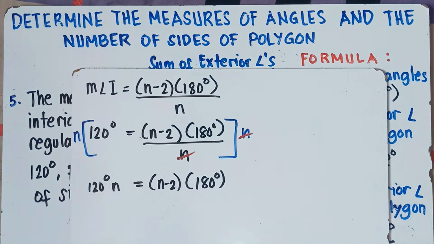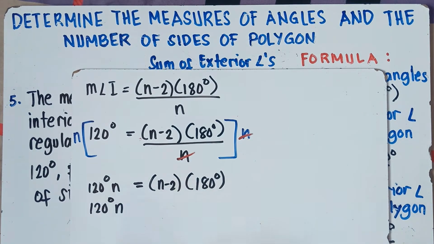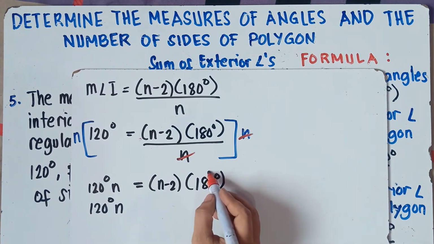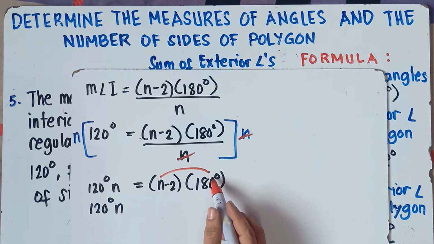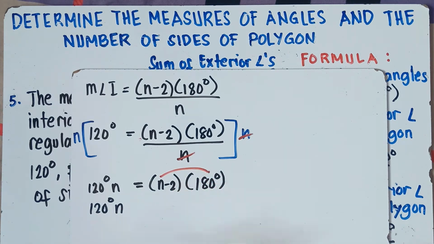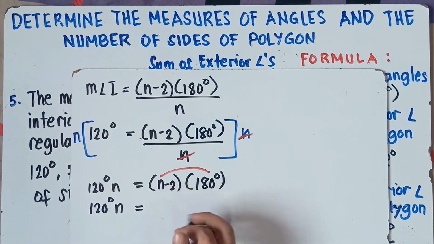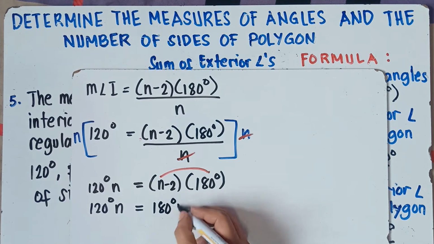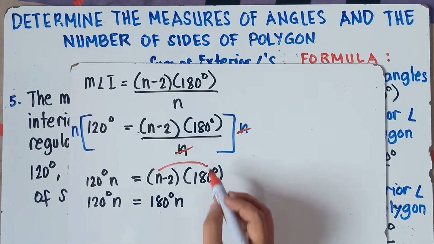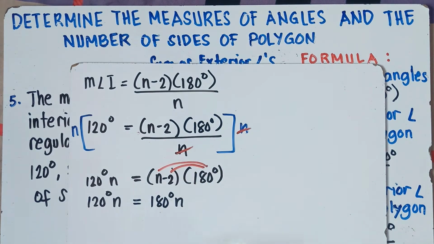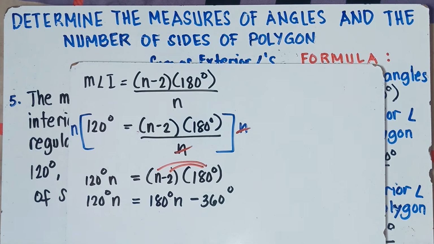Alright, so next step, simply copy 120 degrees n. And then we do the distributive property. You multiply 180 degrees times n, you distribute, and then 180 degrees times negative 2. So let's do it step by step. 180 degrees times n, that would be 180 degrees n. And then 180 degrees times negative 2, that would be negative 360 degrees.